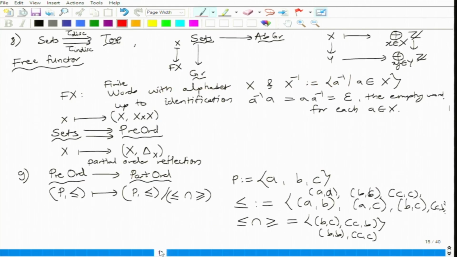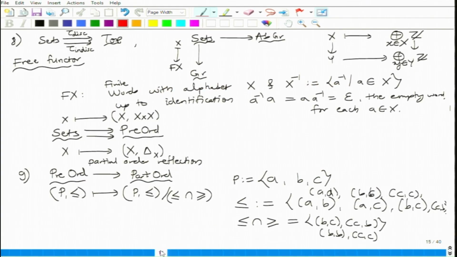Last time we saw this quotient functor from a pre-order to a partial order. So you consider one pre-order, like this P on the screen. P is equal to {A, B, C}, where the relation is the diagonal union AB, AC, BC and CB. So B and C are equivalent over here. Basically one diagram looks like this; I am writing this as P.